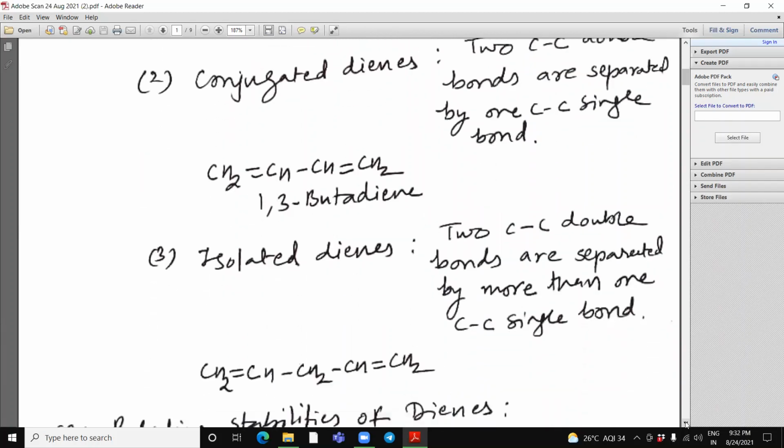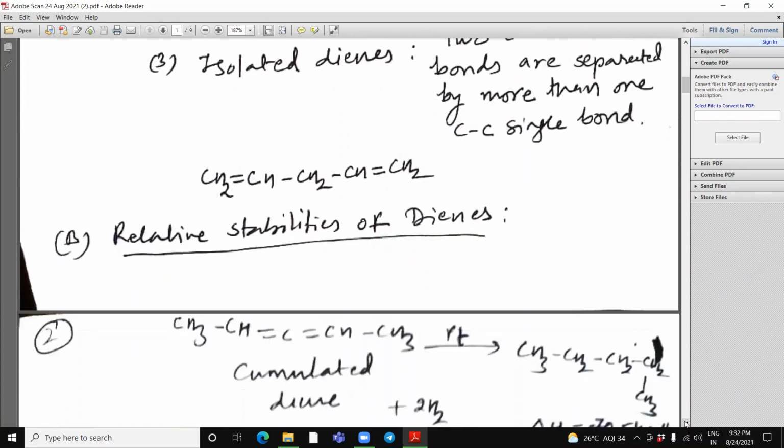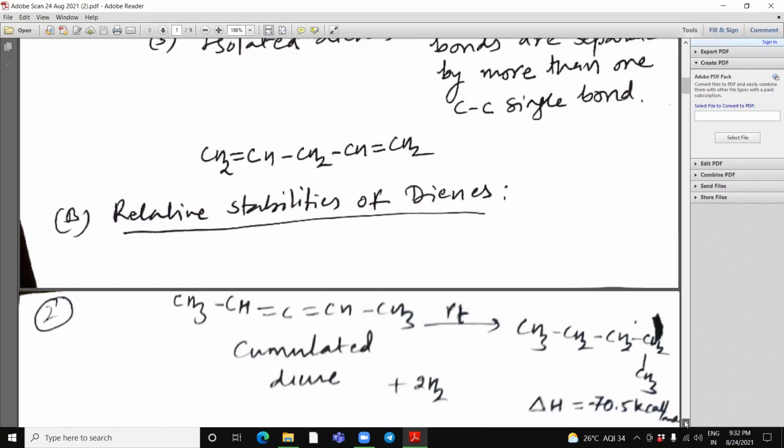Isolated dienes. If two carbon-carbon double bonds are separated by more than one carbon-carbon single bond, for example, 1,4-pentadiene. Relative stabilities of dienes.